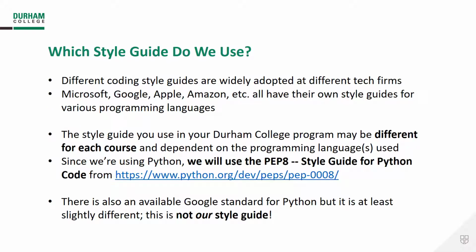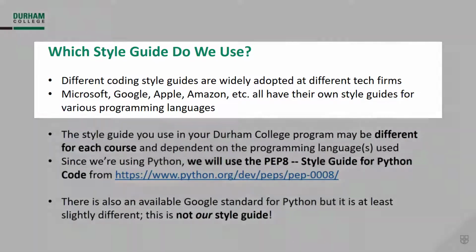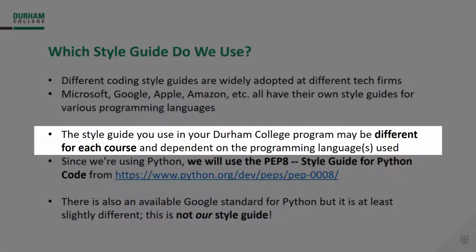So which style guide do we use? We're writing Python code, and the style guides do vary a little bit based on what kind of code you're using, often, not all the time. Different coding style guides are widely adopted at different tech firms. Microsoft has their own, Google has their own, Apple has their own, and so on. The style guide you're going to use in your Durham College program may actually be different for every course and dependent on the programming languages used.